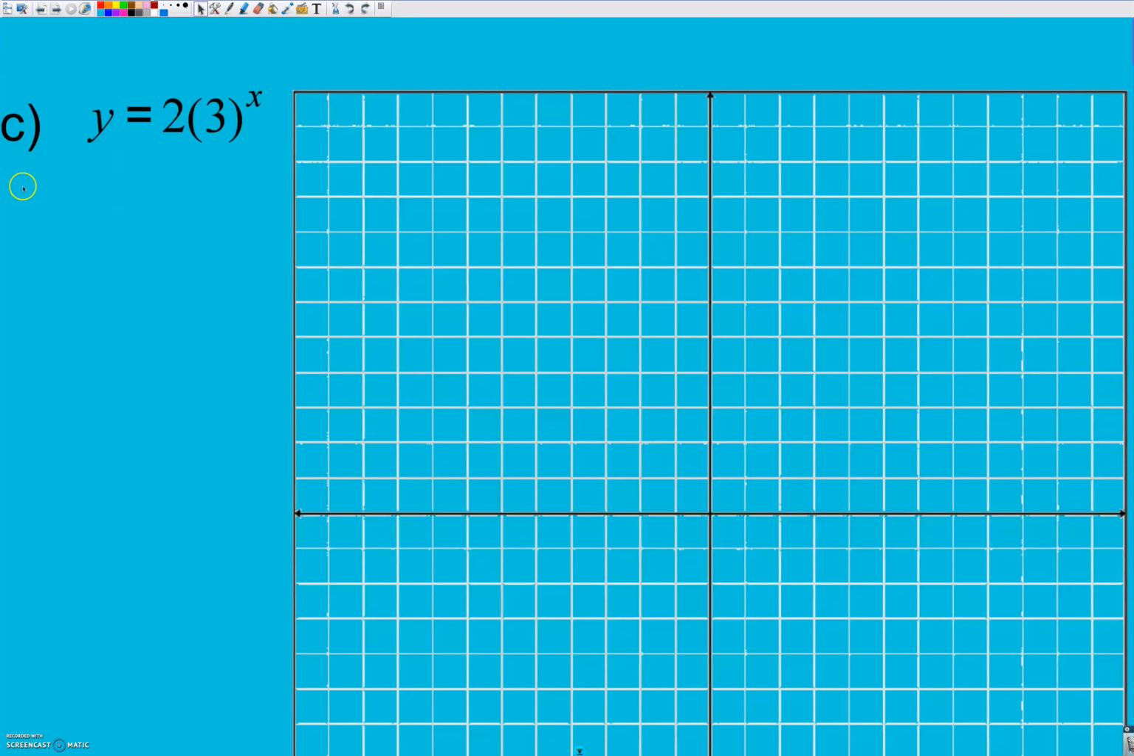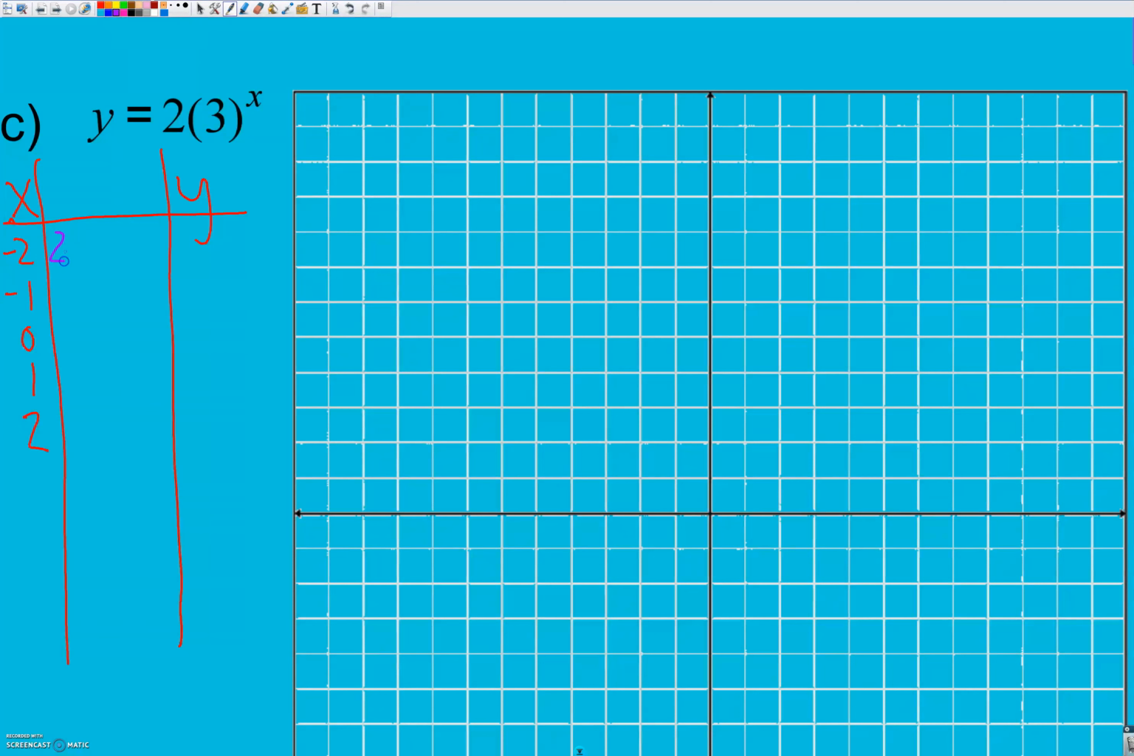So, table of values. And our input table. -2, -1, 0, 1, and 2. Remember, our domain is all real numbers, so any x value would work. It's just helpful if we use smaller values.